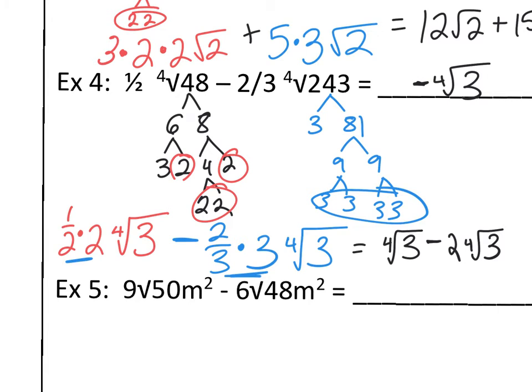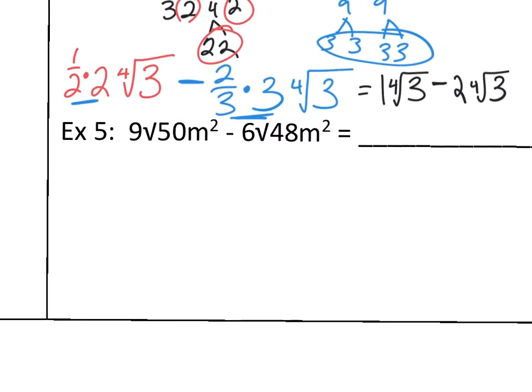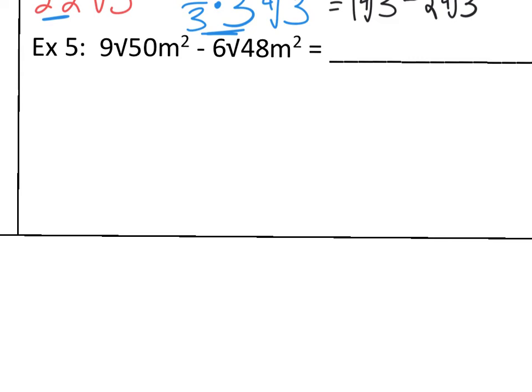Does everybody see that? 1 minus 2 is a negative 1, so it looks like this. Okay, but we know we don't have to write the 1. Just write the negative. That's our answer. Okay. Questions on that one? All right, we'll keep going.